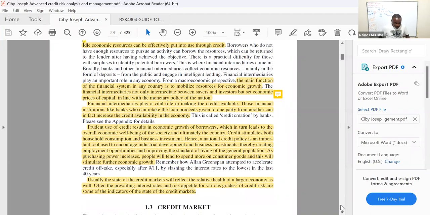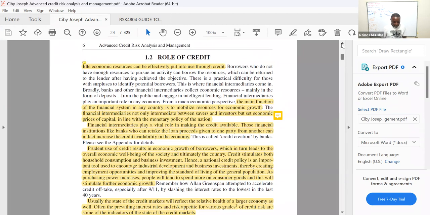So here they say, usually the state of the credit markets will reflect the relative health of a larger economy as a whole. Often the prevailing interest rates and risk appetite for various grades of credit are some of the indicators of the state of the credit market. So please take note of section 1.2.